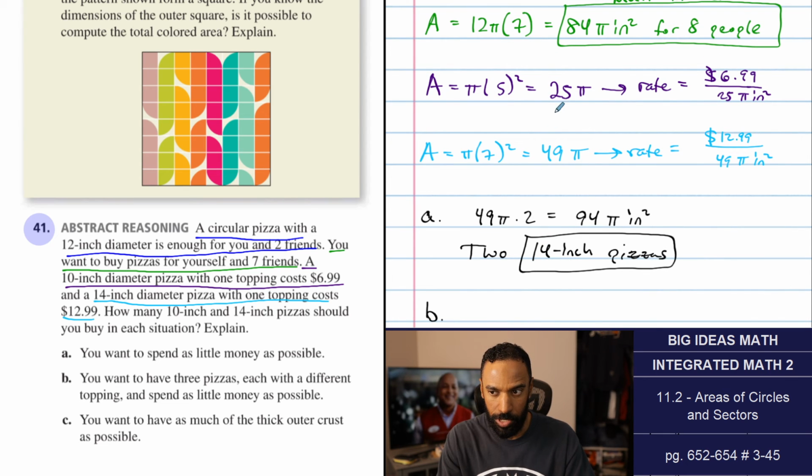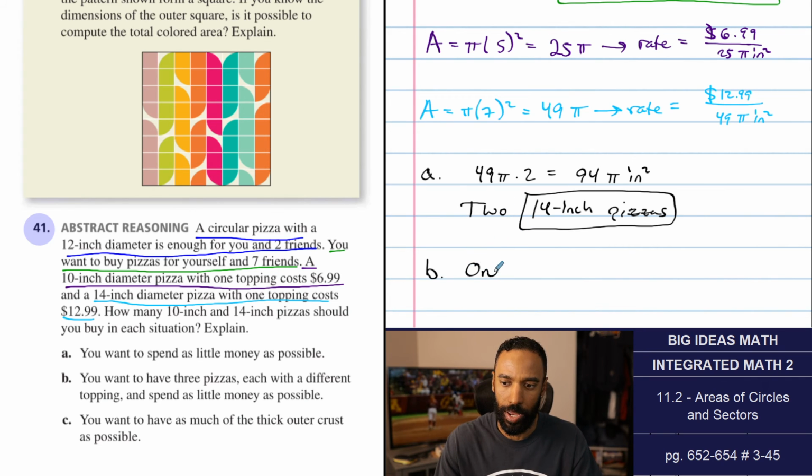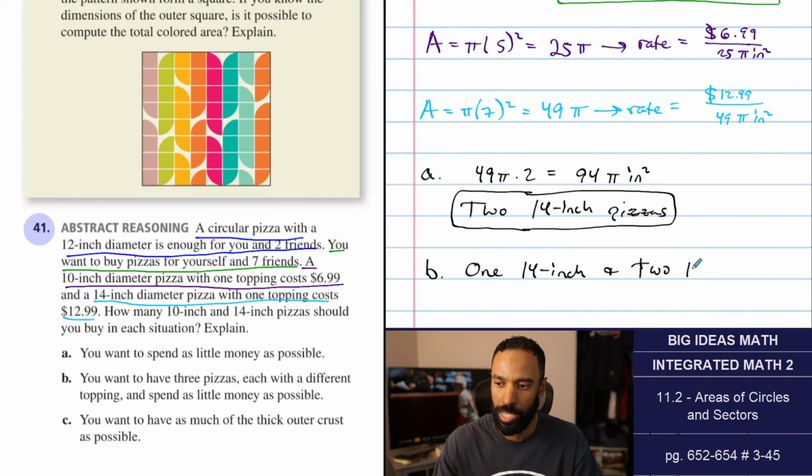For 3 pizzas, let's compare. I think there's only one option here. Because three 10-inch pizzas is 75 pi. That's not enough. But one of these and 2 of those would be cheapest. So I'm just going to say it straight up. One 14-inch. I don't know why I only boxed the 14-inch pizzas. I should say 2. One 14-inch and 2 10-inch pizzas.